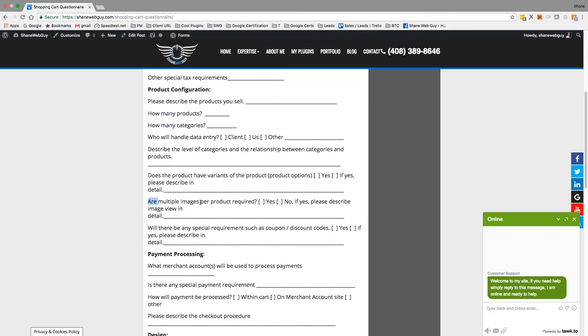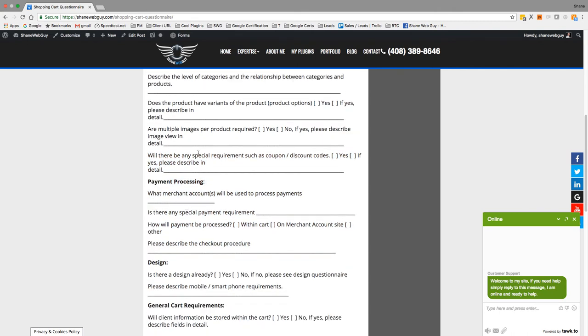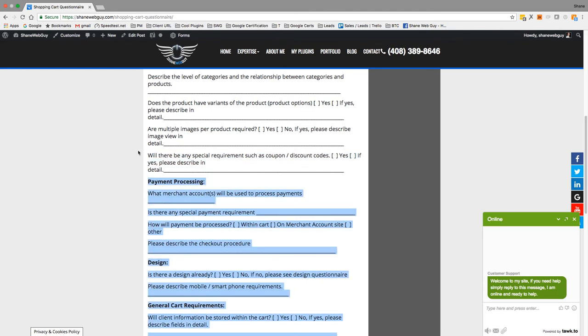And based on that, are multiple images per product required? Yes, describe the image view. Will there be any special requirements such as coupon or discount codes? Pretty self-explanatory.